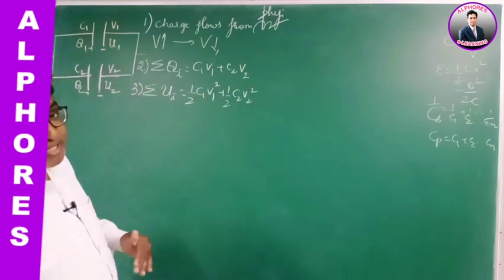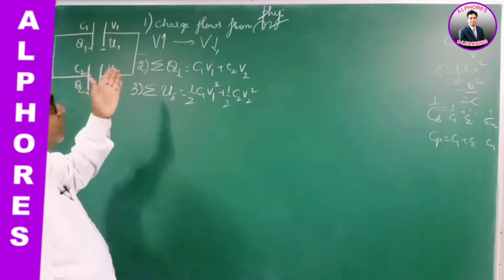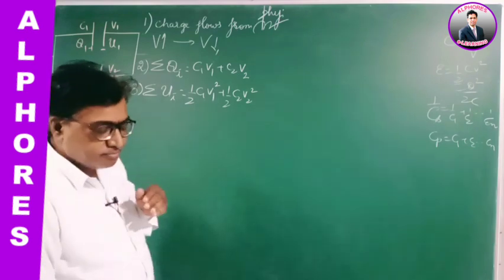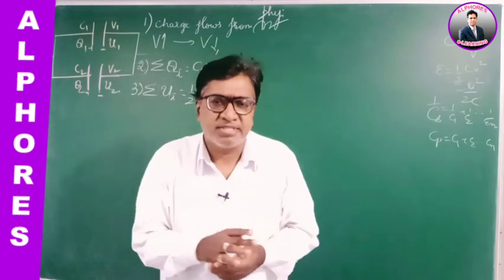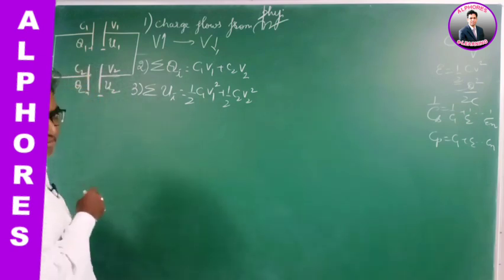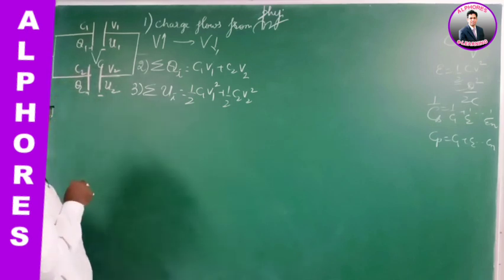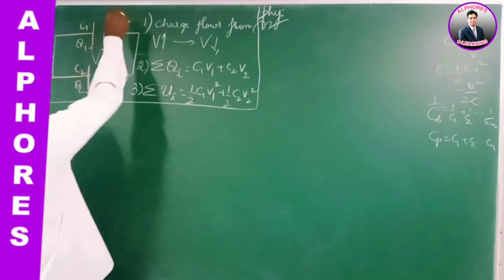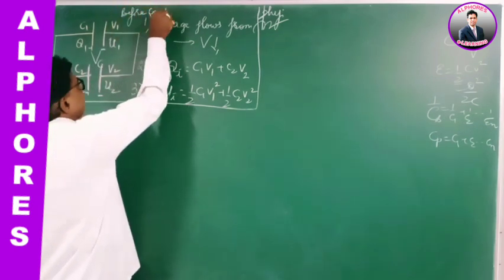Well, after combination, what happens? Initially, their potentials are different. The charge will flow from high potential to low potential. But when I combine them, redistribution of charge, rearrangement of charge takes place until the potentials are equal. The potentials become equal. So now both attain a common potential. Well, this is before combination.